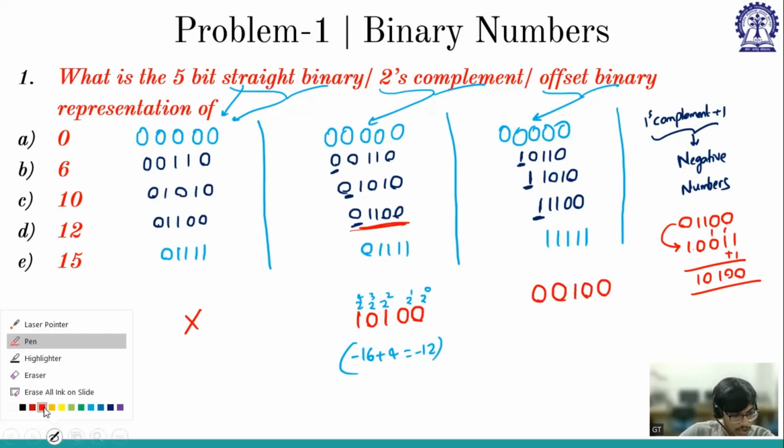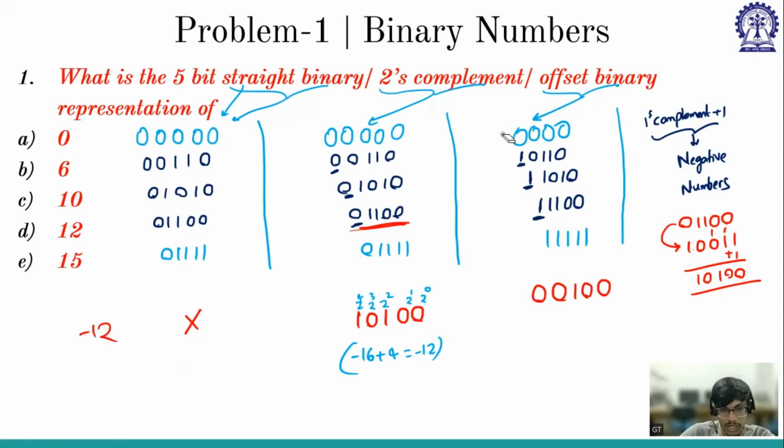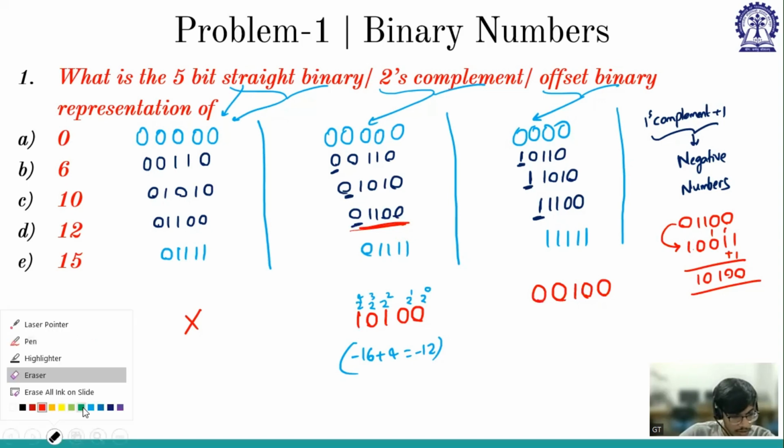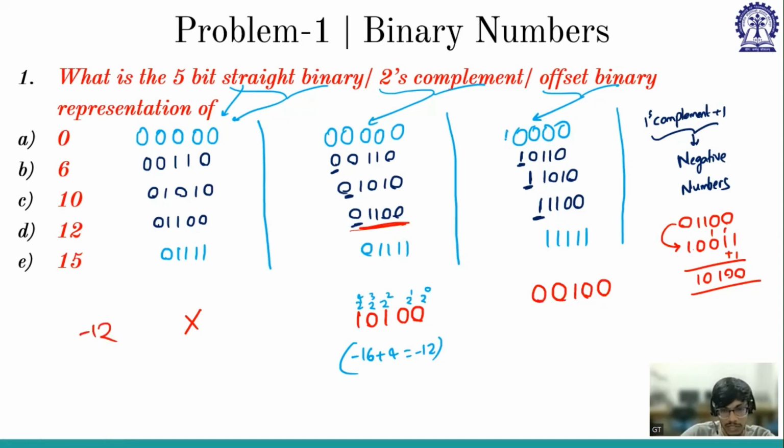And there is one small mistake here. It should be 1, because in offset binary 1 means it is positive, 0 means it is negative. In 2's complement, 0 means positive, 1 means negative. Straight binary is only for positive numbers. So that's how we do it. So I hope this question is clear.